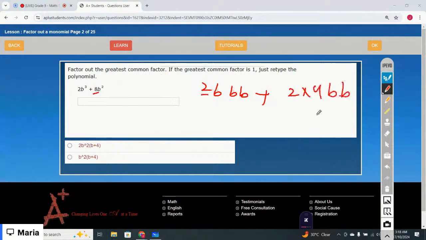So you can see 2 is the same, so take out 2, right? And then you have 2 b's here and 2 b's here, so b squared is common. You are left with b plus 4. So that is 2b squared times b plus 4. Option number 1 is the correct option, not the second one. Got it?